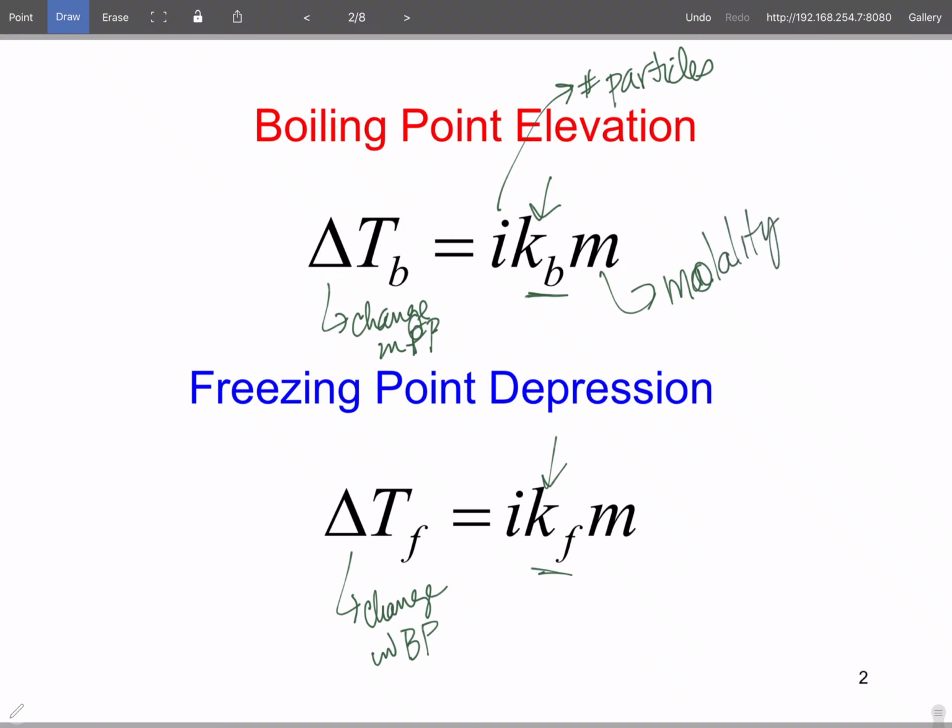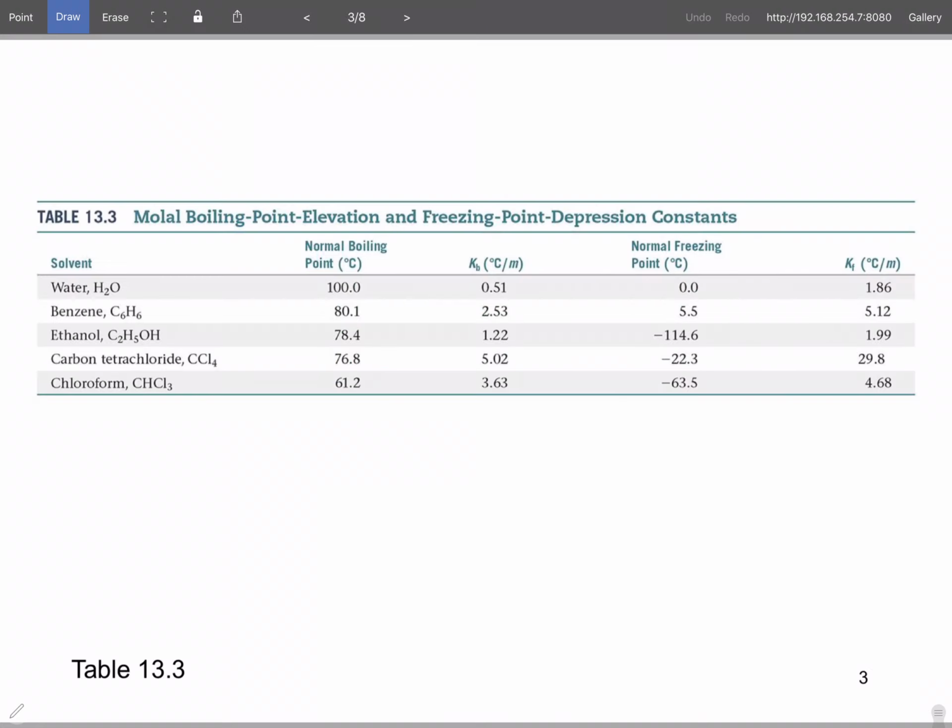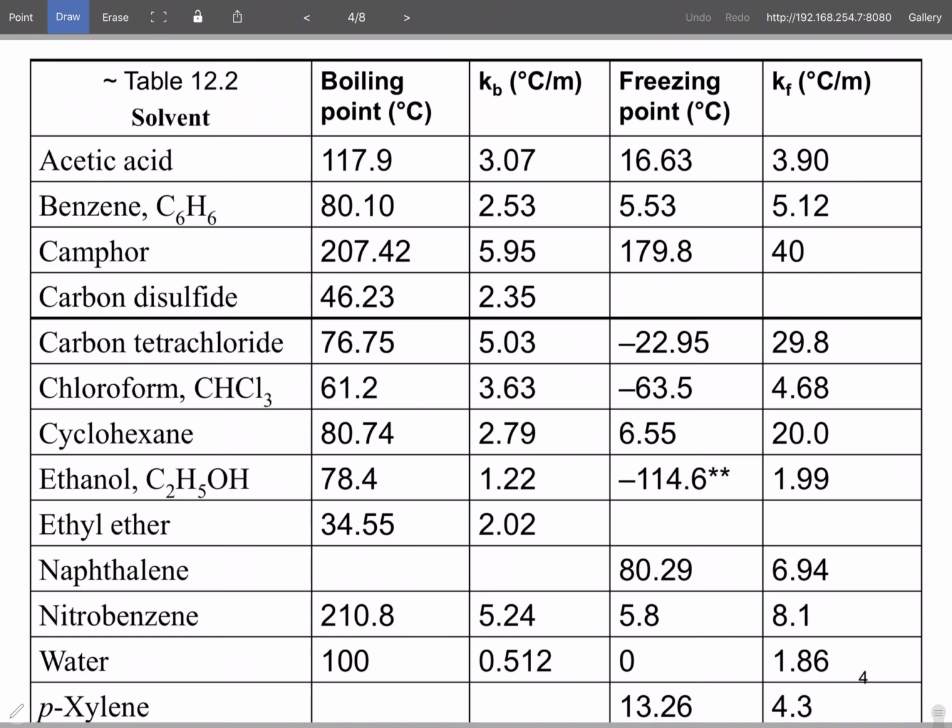Molality. Okay, so these are real simple. We're going to use them over and over. The trick is boiling point and freezing points. Now this one gives you a chart with some species. This is the one that I like to use. It's kind of got them all. Notice that we have all kinds of species.